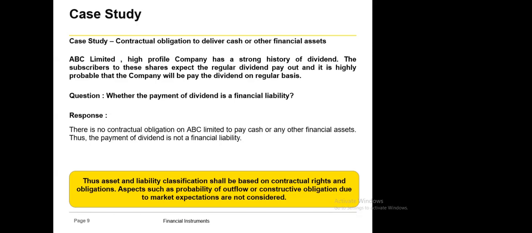When will your financial obligation arise? Financial obligation will arise once you announce the dividend. The moment you say that yes, the company has earned a lot of profit and we announce that we will give 10% dividend to our shareholders, then it becomes your contractual obligation to pay the dividend. But till the time you don't announce, you do not have any contractual obligations to pay dividend to the shareholders.